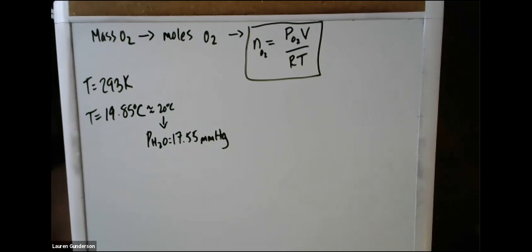Okay. Back to the problem. All right, we have a total pressure of 755.2 millimeters of mercury.